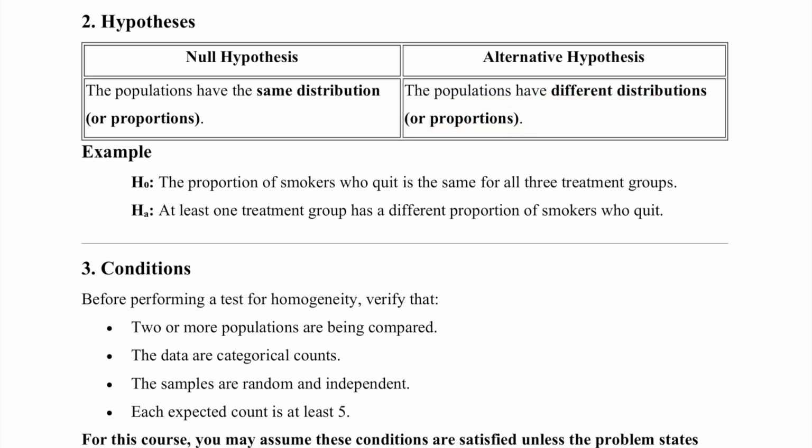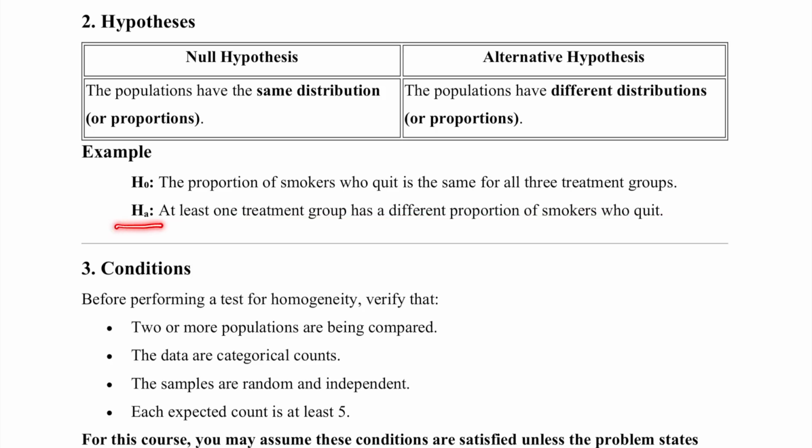For example, if we are comparing 3 smoking cessation treatments, the null hypothesis would be the proportion of smokers who quit is the same for all 3 treatment groups. And the alternative hypothesis would be at least one treatment group has a different proportion of smokers who quit.